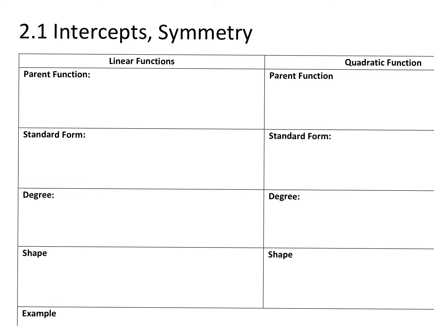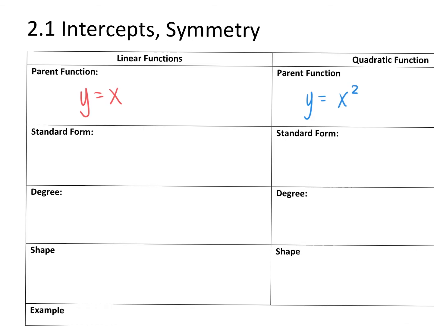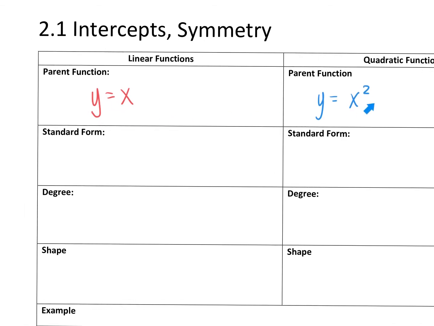In the case of a line or linear function, we have the parent of y equals x. And in the case of a quadratic, the parent is y is equal to x squared. So what you need to know is the exponents on each of these. The exponent here is clearly seen to be 2. However, this one's not written, but it's understood to be 1.